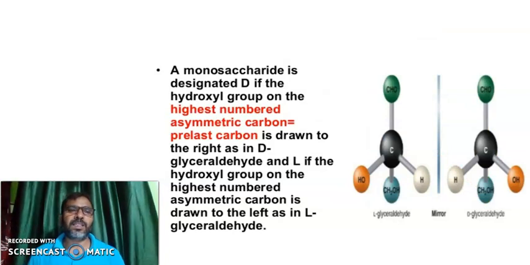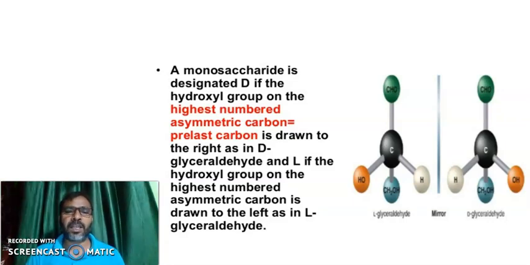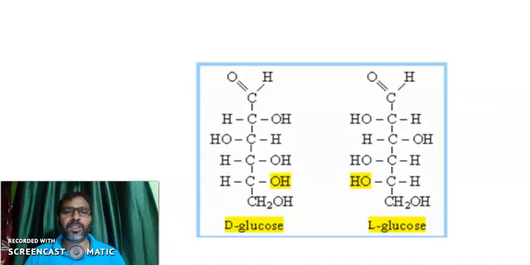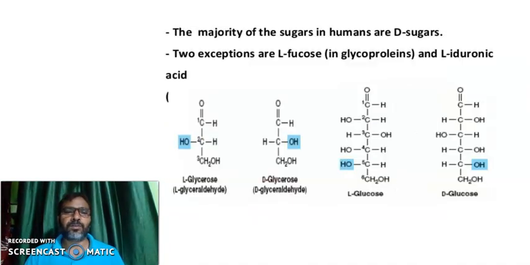A monosaccharide is designated D if the hydroxyl group on the highest-numbered asymmetric carbon is drawn to the right, as in D-glyceraldehyde, and L if the hydroxyl group on the highest-numbered asymmetric carbon is drawn to the left, as in L-glyceraldehyde. You can see in this picture D-glucose and L-glucose.